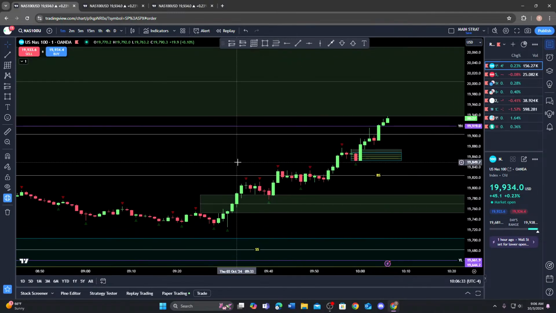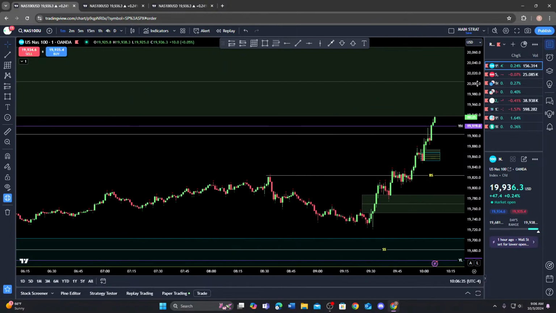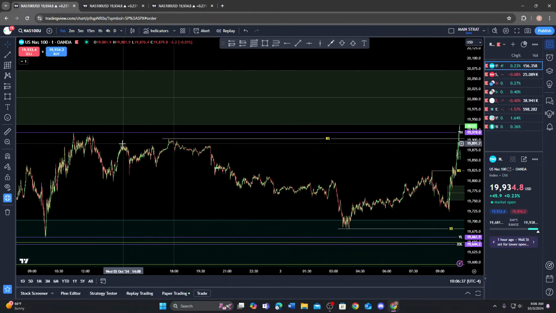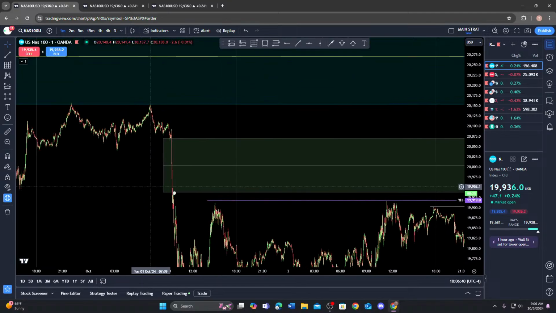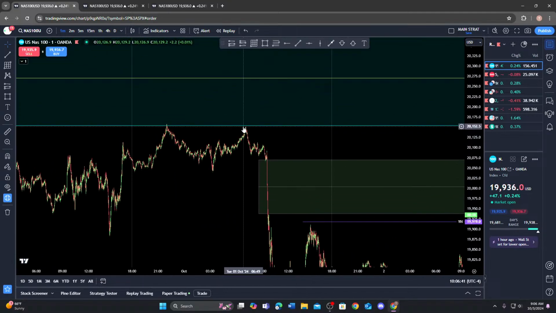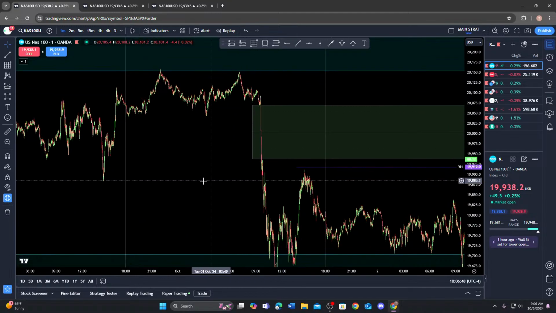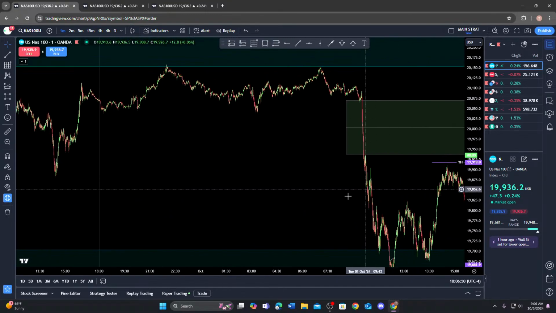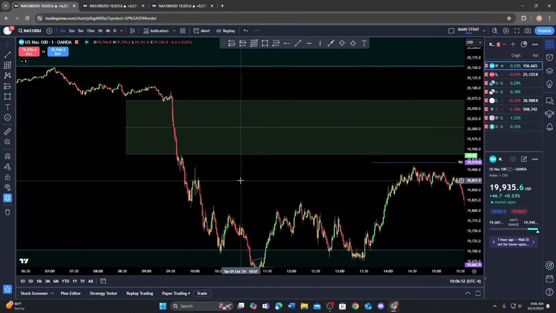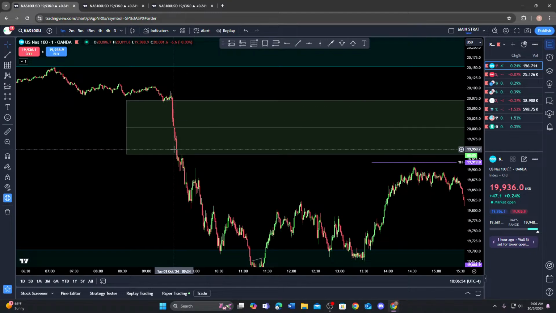I definitely could see a possible run above this to these equal lows up here, because this just needs some rebalancing. This price action here could get run so easily.